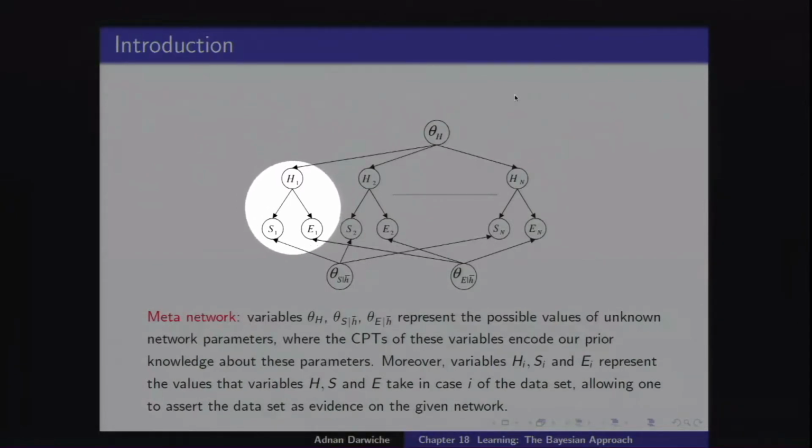And the idea is that I have different slices of this that correspond to the different examples in the data set that I've seen. And now look at the parameters. They are explicated as variables in the network. So these represent the possible values of the unknown network parameters, where the CPTs of these variables will encode our prior knowledge about these parameters, right? So now you can actually put a distribution.